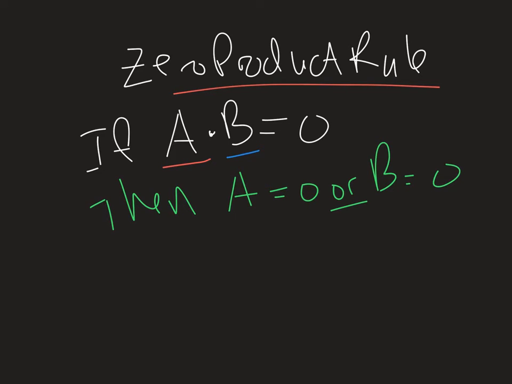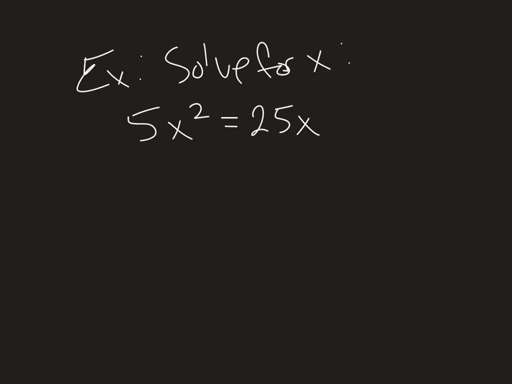Now this can be very powerful when you're trying to solve equations. If you can write it as a thing times a thing, then I can say, okay, one of these two things must be equal to 0. And at the very least, I can narrow it down to two things that it could be. So let's talk about an example here. Let's say we wanted to solve this equation for x. I have 5x squared equals 25x.